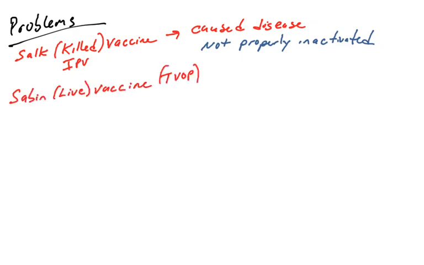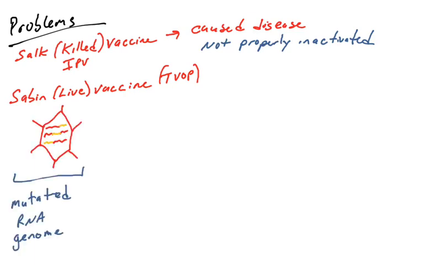With the Sabin vaccine, the live attenuated virus, there is a chance that the virus mutates back to the virulent strain. So let's review the Sabin vaccine. Poliovirus is an RNA virus. And if you know anything about RNA viruses, RNA viruses have a high mutation rate. And that's due to the nature of the biochemistry of RNA virus replication.